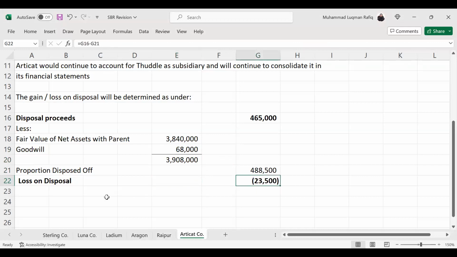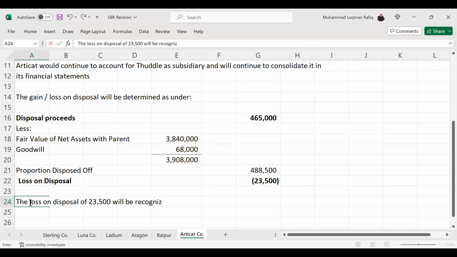Now, what will you do? You will actually say the loss on disposal of 23,500 will be recognized within the equity. The non-controlling interest will increase by 488,500.